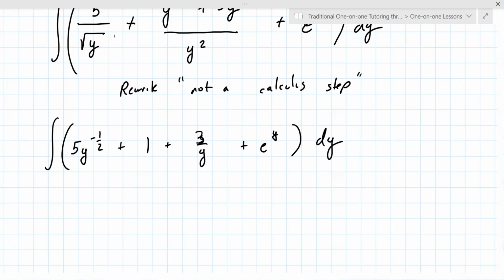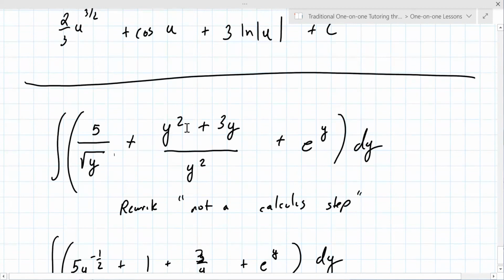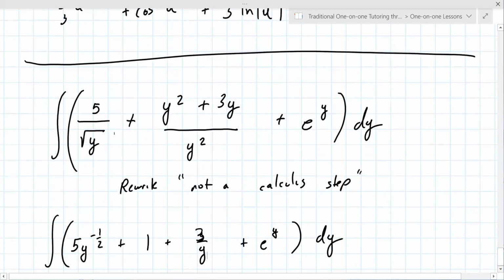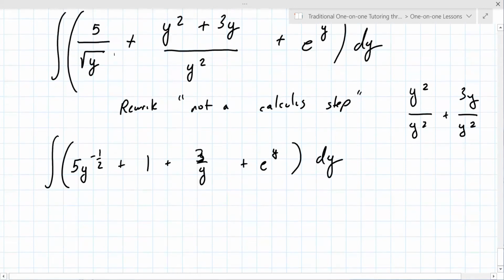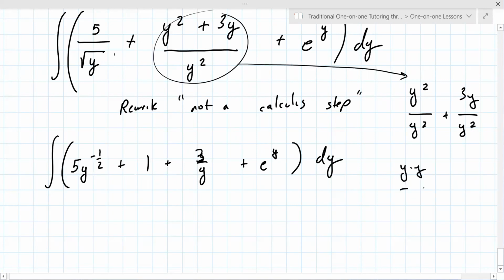Plus 1. From where did you get the 1? Oh, the y cancels out. Yep. Then you have 3y over y squared. Wait, how did you get the y squared? So y squared over y squared plus 3y over y squared. So up here, how did you get the 1? Well, this first one you have y times y over y times y, and they all cancel, but 1 is still remaining on the top and the bottom. Because you can always multiply by 1. Okay, plus 1.